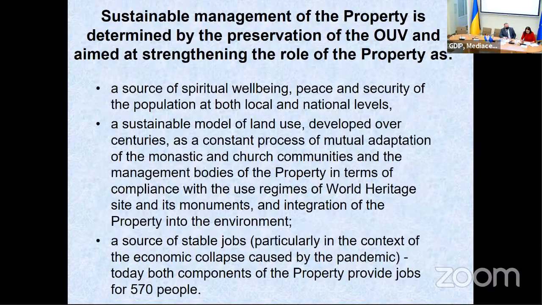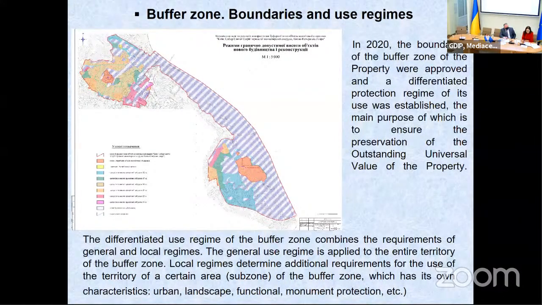The management objectives of the property are determined first of all by the need to preserve the OUV of the property under the pressure of natural and anthropogenic factors, and aimed as well at strengthening the role of the property as a source of spiritual well-being, peace and security of the population at both local and national levels, as a sustainable model of land use developed over centuries, as a constant process of the mutual adaptation of the monastic and church communities and the management bodies of the property in terms of compliance with the use regimes of the World Heritage Site and its monuments and integration of the property into the environment. And as a source of stable jobs, particularly in the context of the economic collapse caused by the pandemic. For example, today both components of the property provide jobs for 570 people.